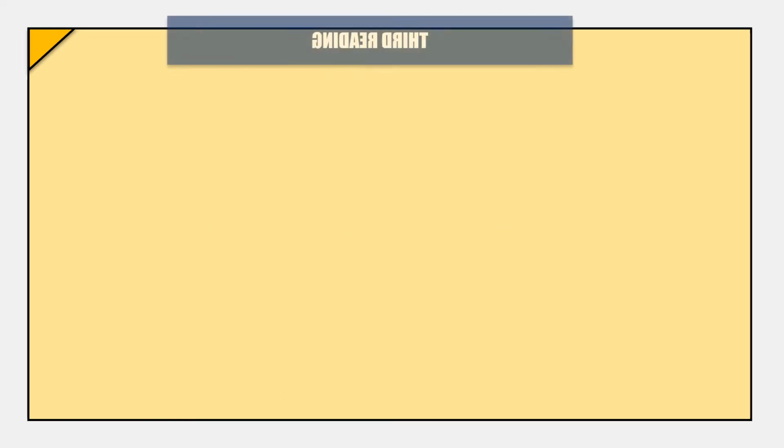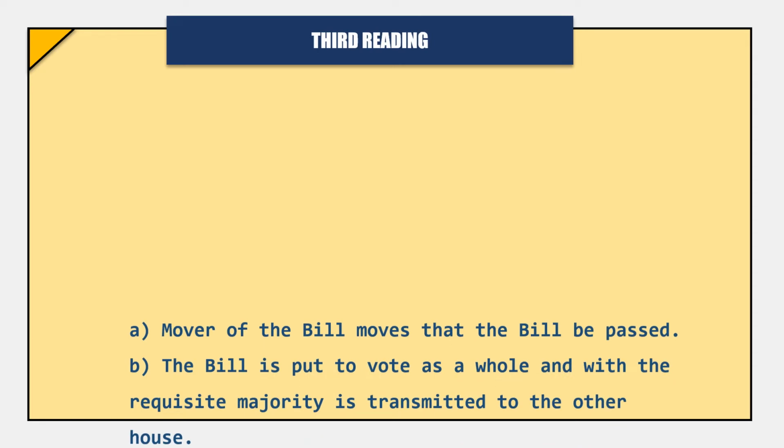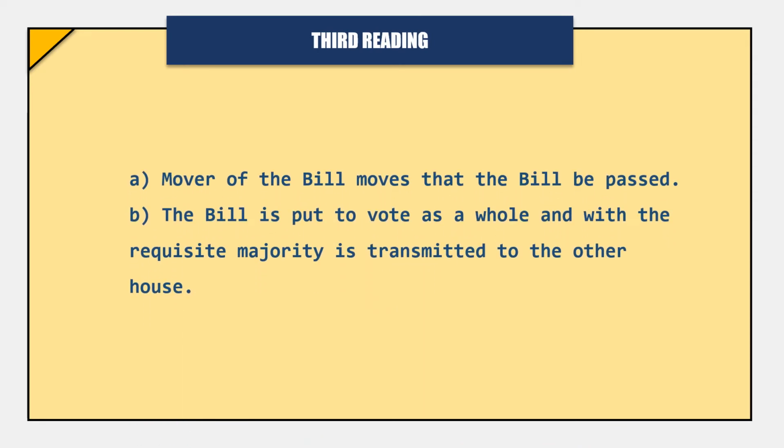Third reading. A. In this stage, the mover of the bill moves that the bill be passed. The discussions are formal and only verbal amendments are allowed. B. The bill is put to vote as a whole. At this stage, the bill is not rejected and it secures the required vote of members present and voting. Then the bill is transmitted to the other house.